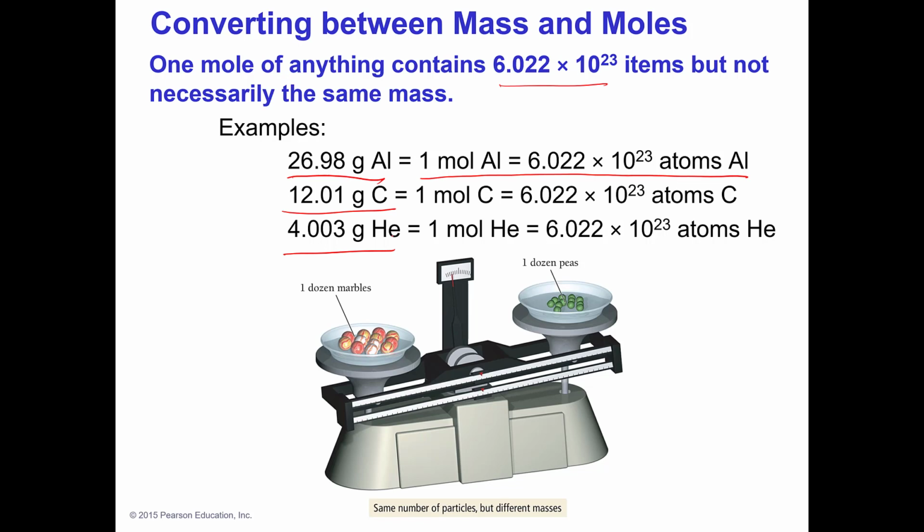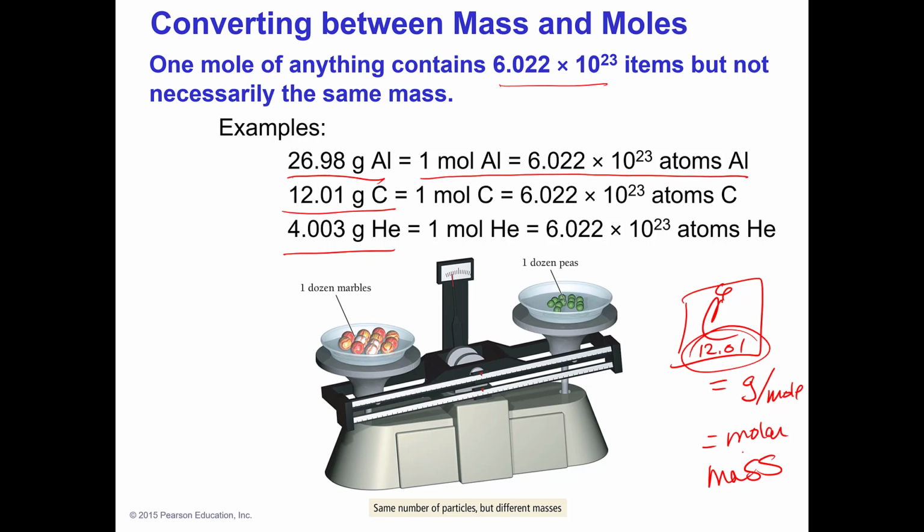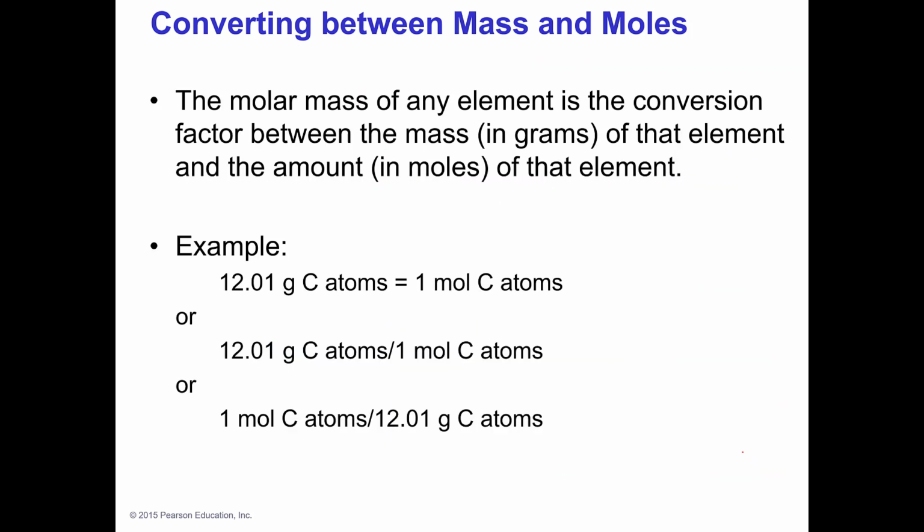And that's why we must remember to look at that mass number to find how many grams per mole, which is the molar mass. It's different for every single element. So there's 12 grams of carbon atoms in 1 mole. And that gives us another conversion where we can go from atoms to moles and moles to atoms.